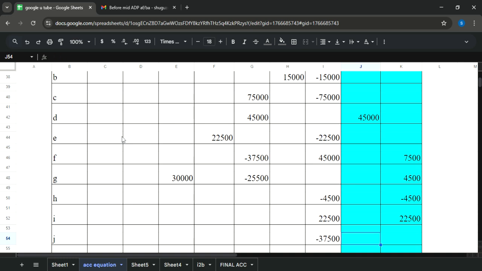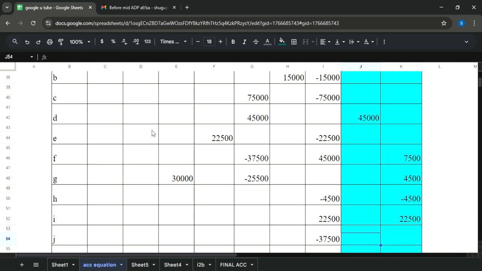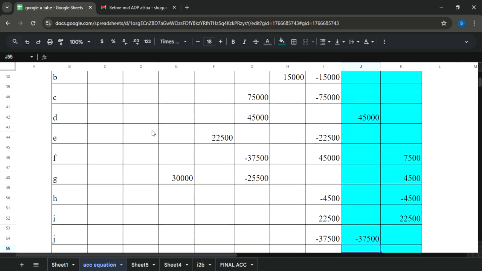To whom you are paying this cash? Look at here. Cash paid to creditor. Creditor is your liability. When you will pay cash, there will be decrease in liability. Your burden would be decreased. So it means he is no more your creditor. Creditor liability, liability decrease. So you will come to others column and will mention decrease. Decrease means minus. So 37,500 there would be a decrease in liability.